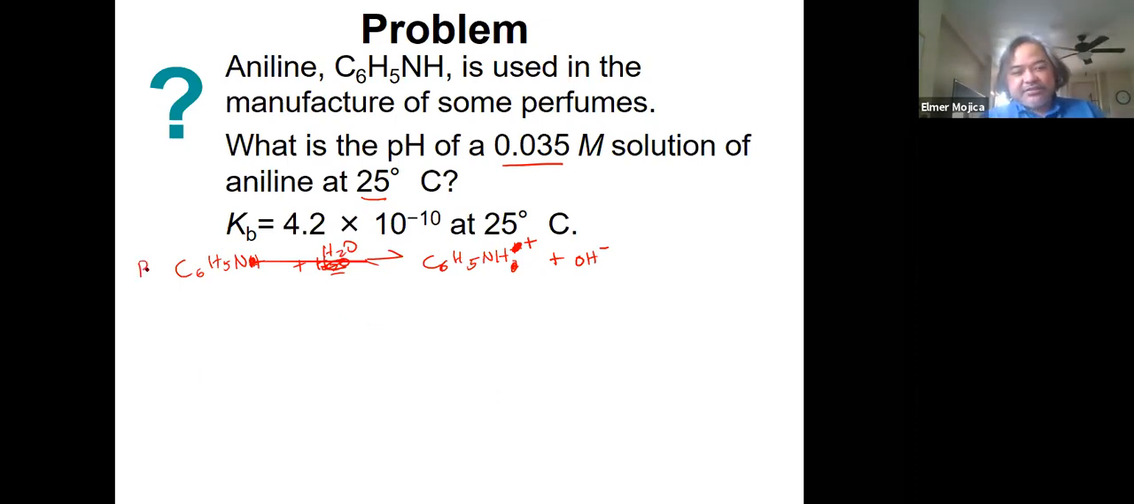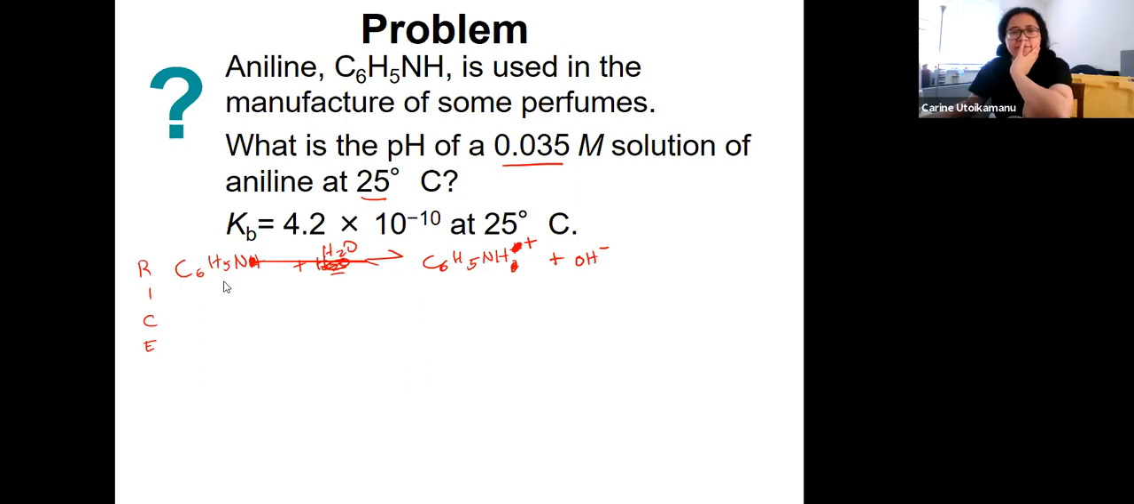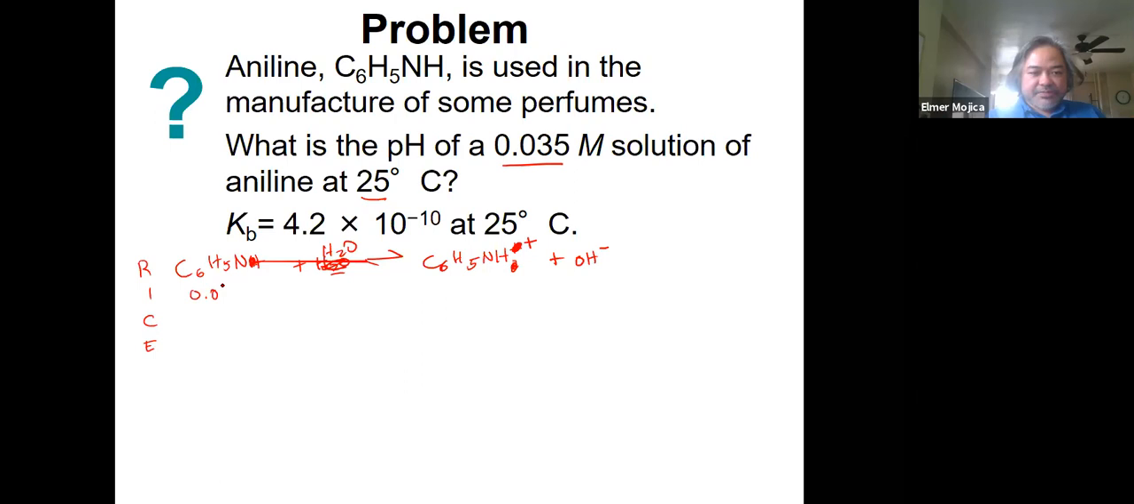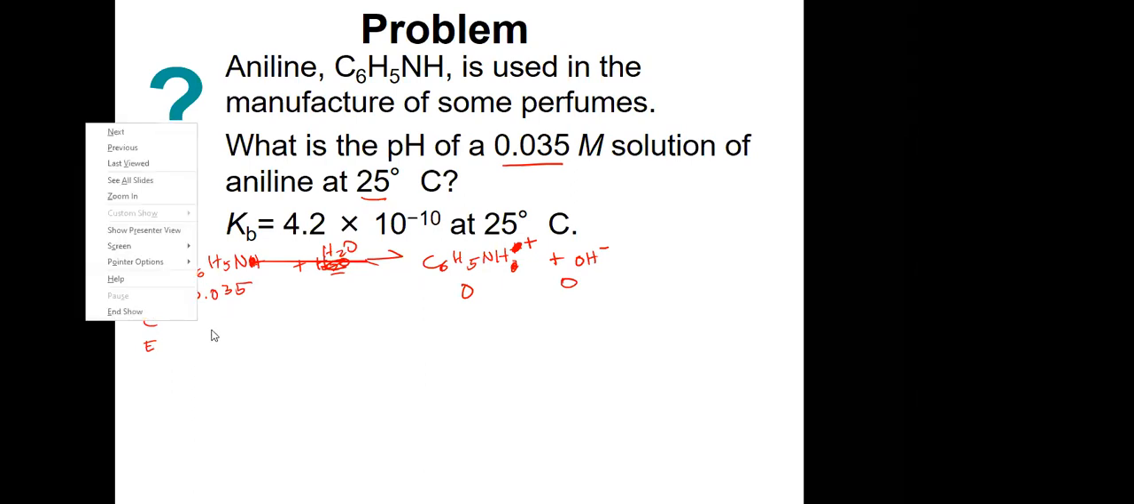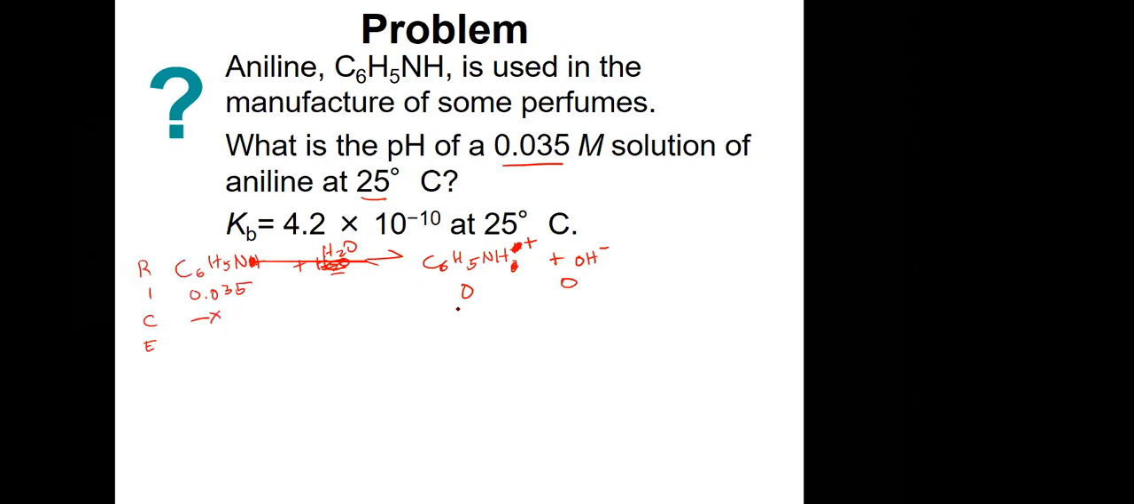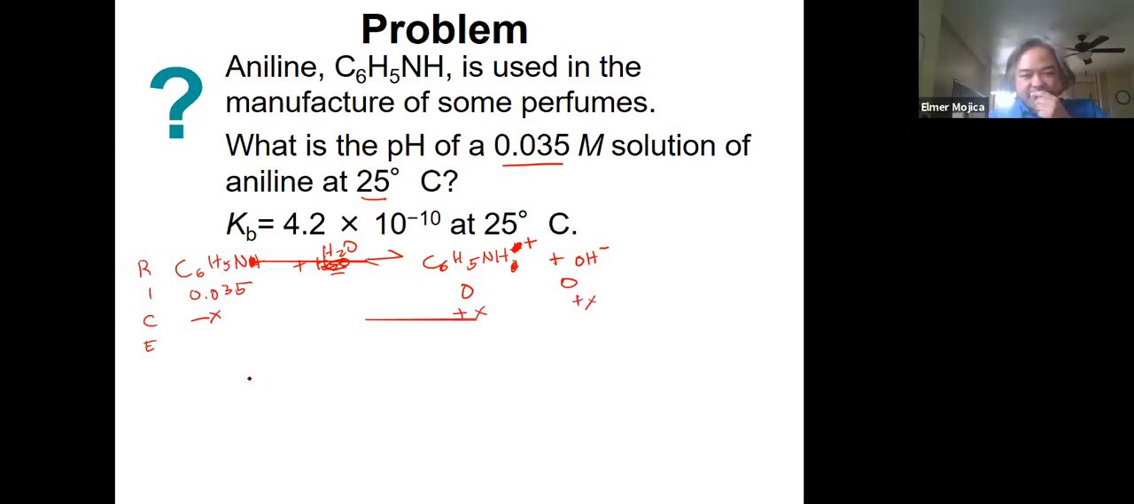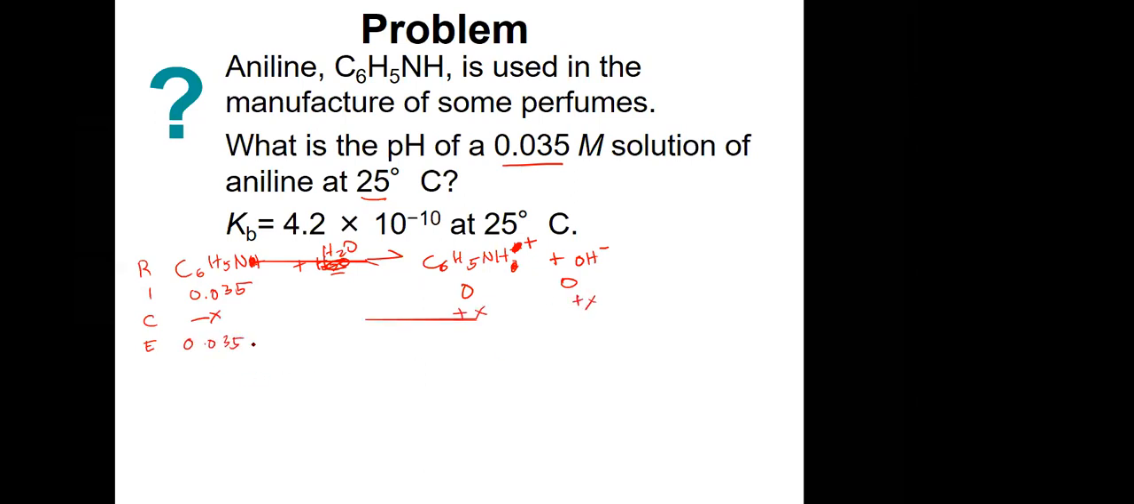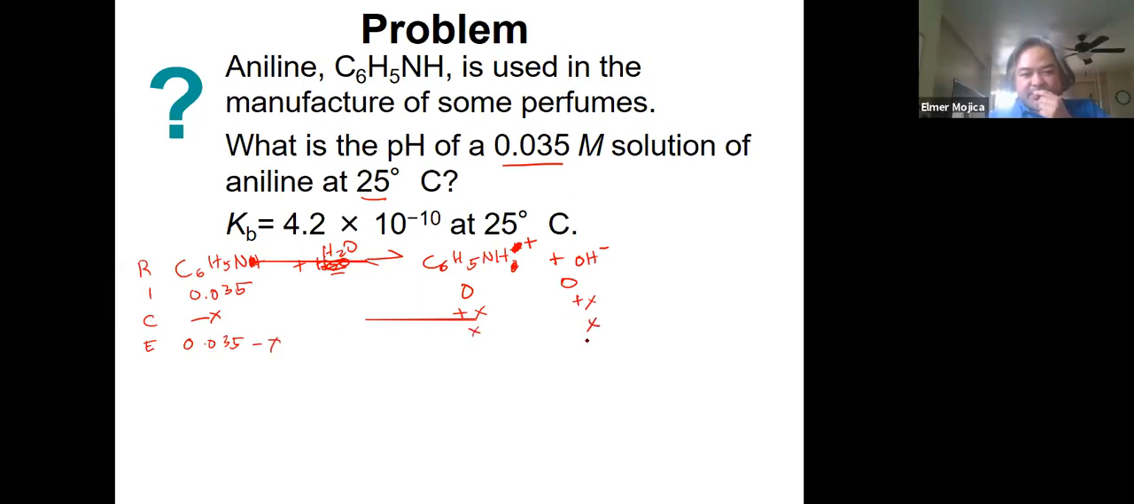So what is the initial concentration that we have? Anyone? What's the initial concentration that we have in the problem? 0.035. So 0.035. We don't have anything at the beginning, and then you have what? What's the change here? Minus X, and then plus x, plus x. So you have here 0.035 minus x, and then you have here x, and you have here x.